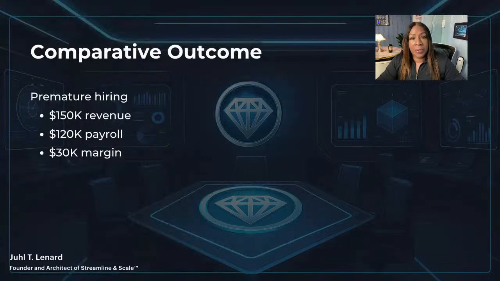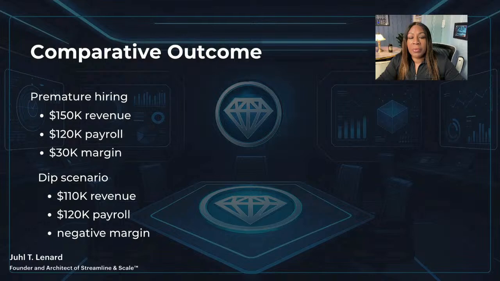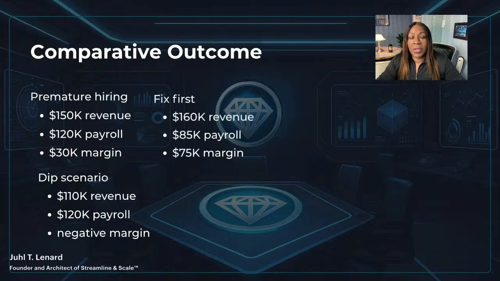So here's some comparative outcomes. With the premature hiring, we had 150K in revenue, 120K in payroll, and we had margin, right? When the revenue dips, we have negative margin, right? Of course. But when we fix the constraint first by smoothing out the workflow, then with 160K in revenue, we can maintain an 85K payroll and then increase our margin by 75K, because we can do more with less because we evened it out.